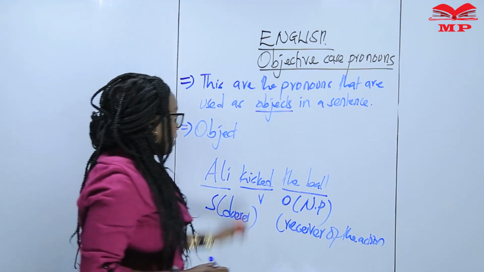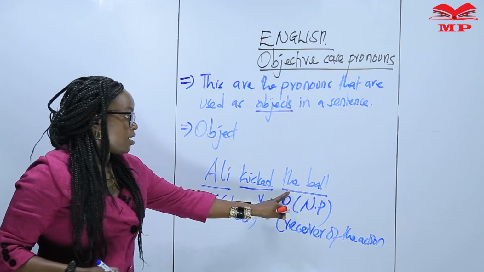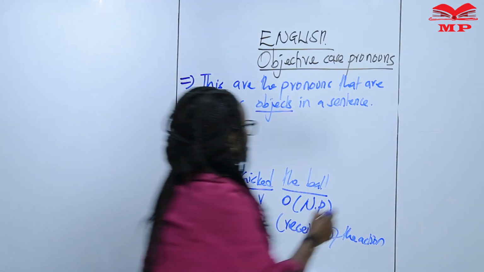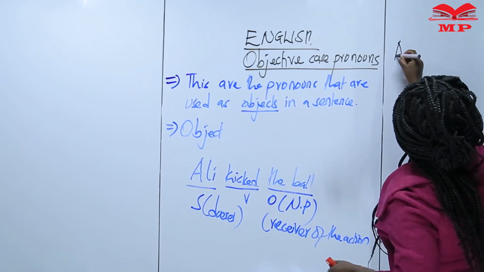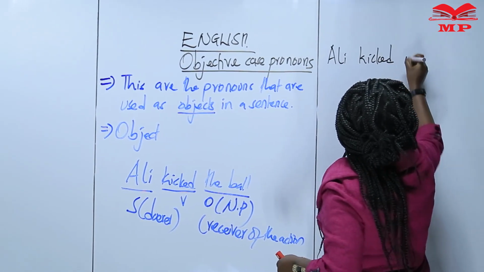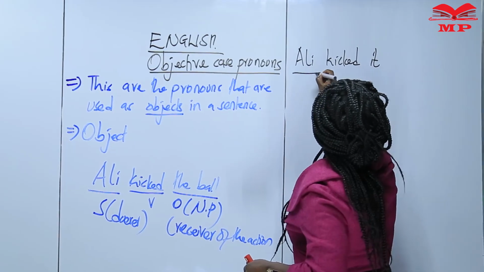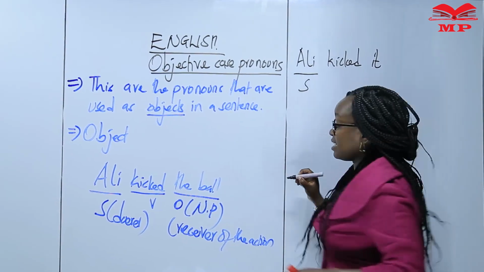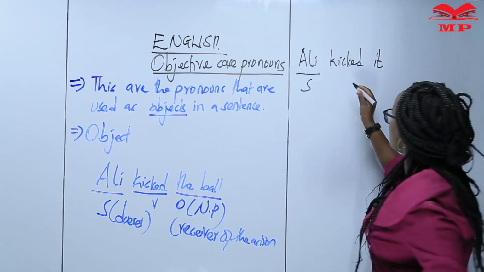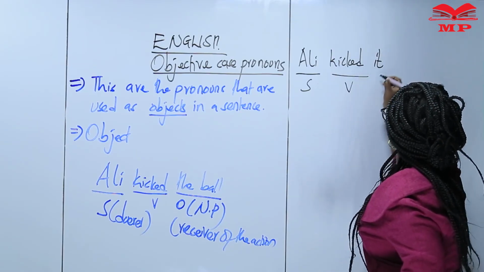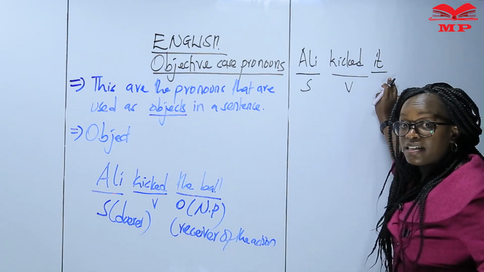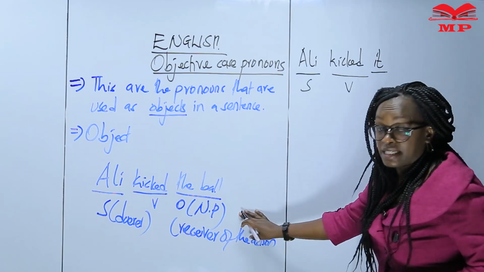So if we were to replace the ball here with a pronoun, this sentence can simply change, and then we have a sentence like Ali kicked it. Ali, of course, remains the subject in our sentence. He is still the doer of the action, that is, he is still the one that kicks the ball. Kicked here becomes the verb, and then it is a pronoun, but it stands in the place of a noun that is supposed to be the object in our sentence.